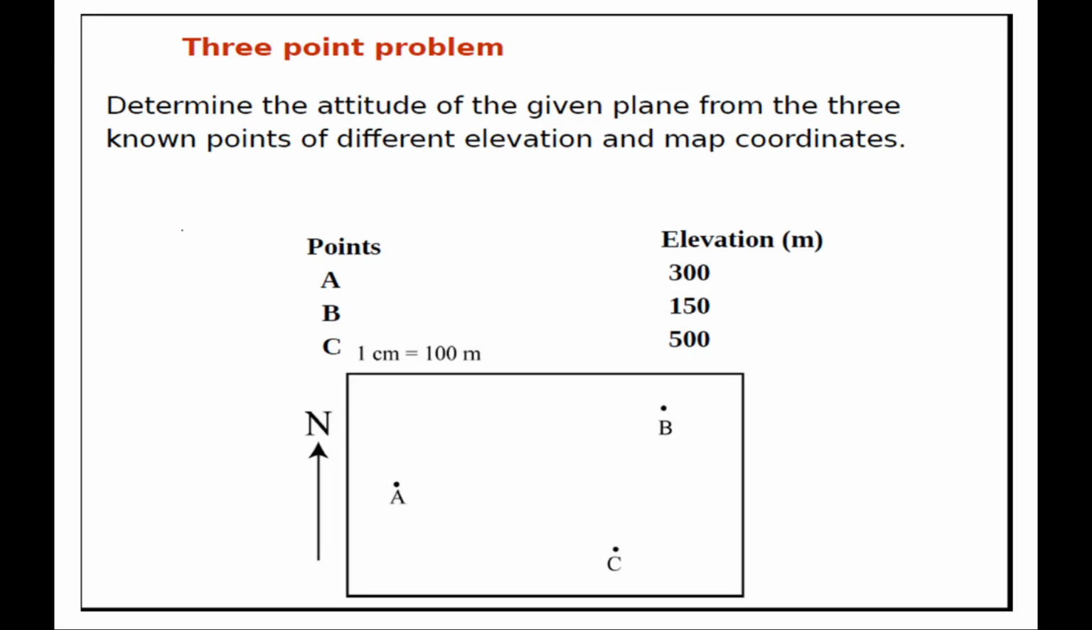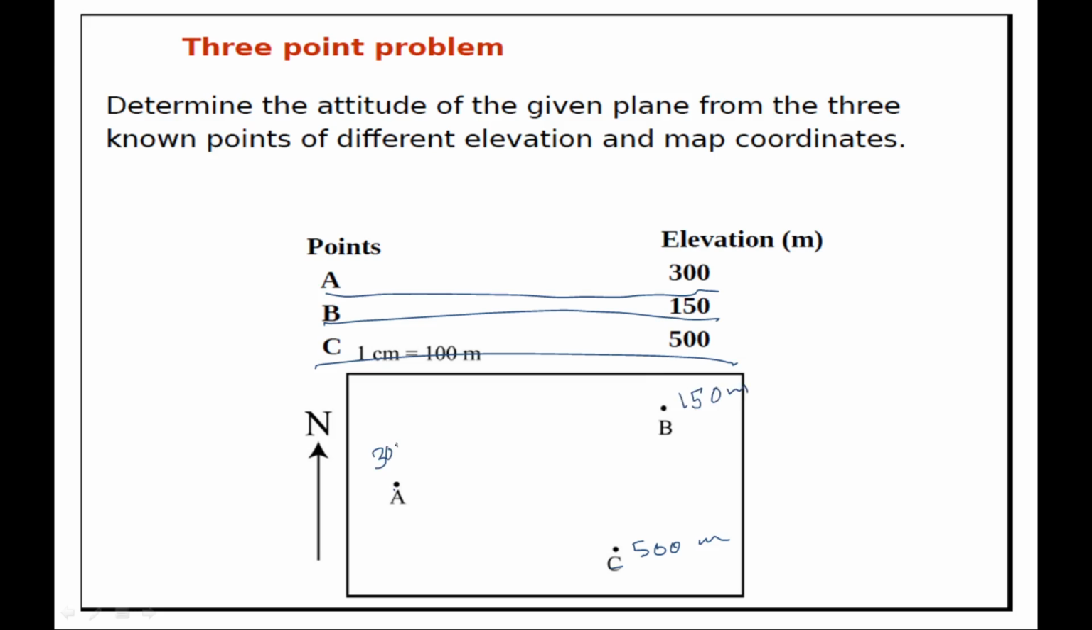So what is here? Same thing as I have told, but now a numerical. C has an elevation of 500 meter, B has what? 150 meter elevation, and A has 300 meter elevation. So what do you have to do? This is nothing but the same thing I told previously.